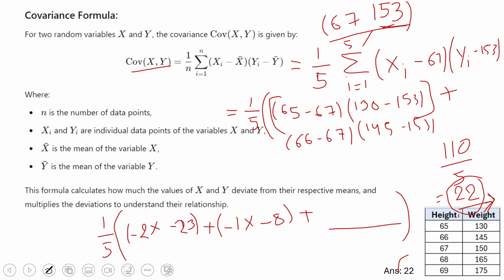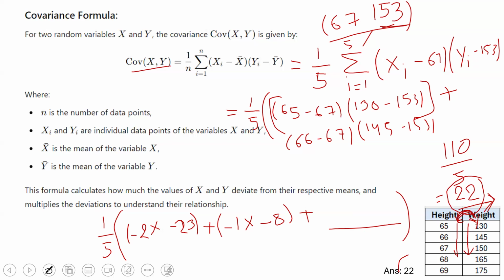How strongly height and weight are related, you cannot say by calculating the covariance. You can just say if one is increasing, the other will increase. As height increases, the weight also increases. That is the only thing you can predict with the covariance calculation.